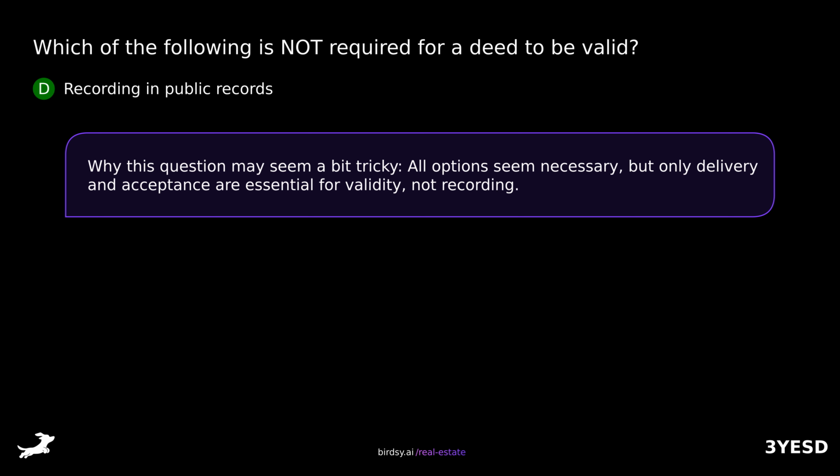Why this question may seem a bit tricky. All options seem necessary, but only delivery and acceptance are essential for validity, not recording.